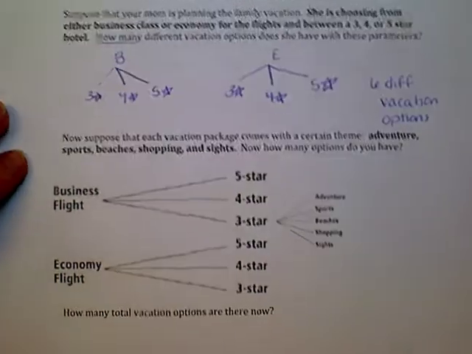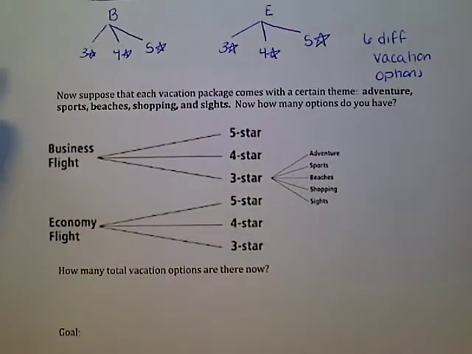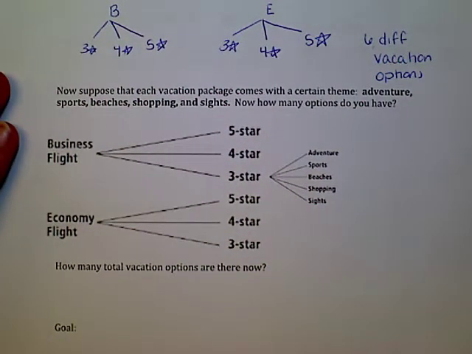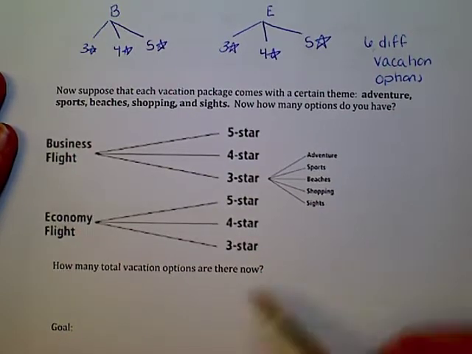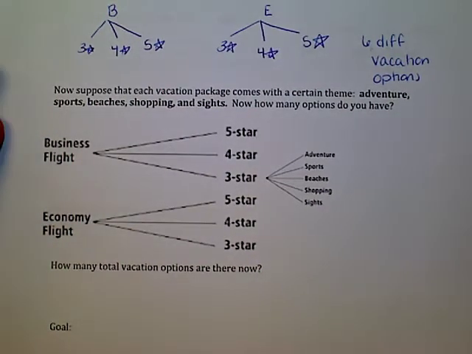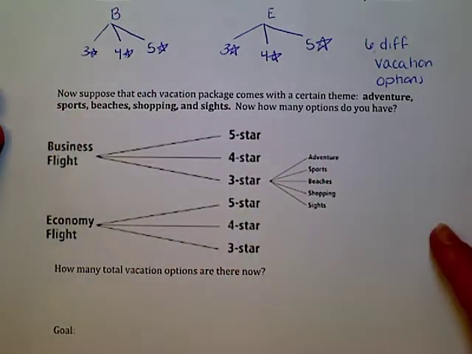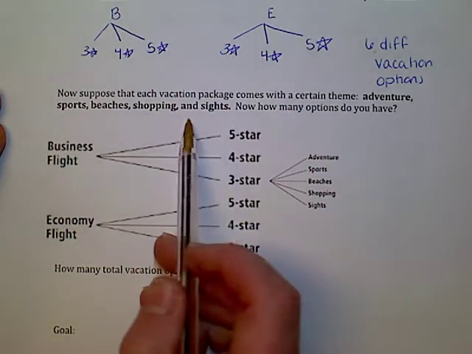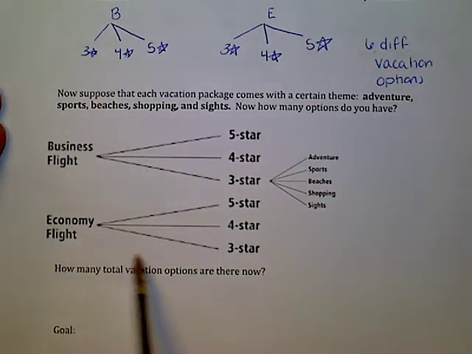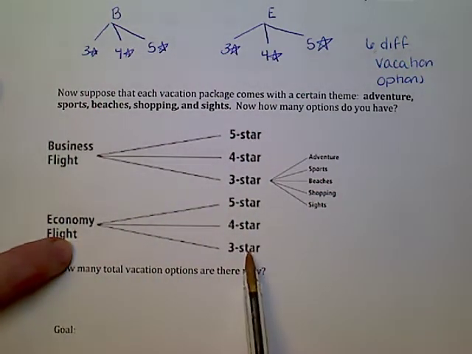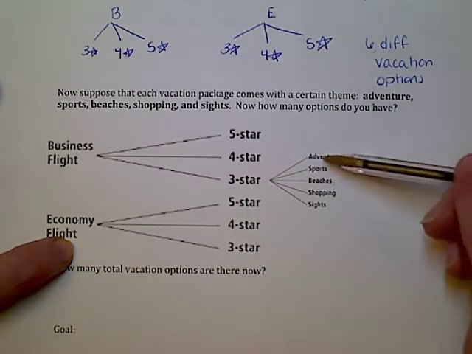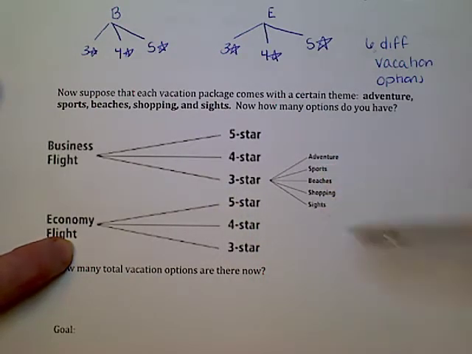Now, let's add a layer to this. Let's say that each vacation package now has a theme. Maybe it deals with the activities that you get to do. So adventure, sports, beaches, shopping, and sights. Those are your potential themes. And so we would be taking the tree diagram that we just made. This is just a horizontal version of what we just drew. And off of each of these stars, we're going to have our 5 different themes.